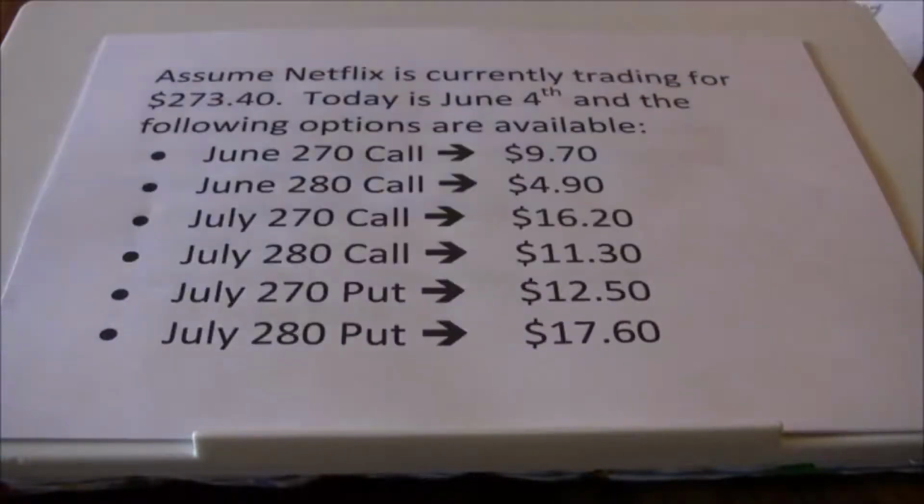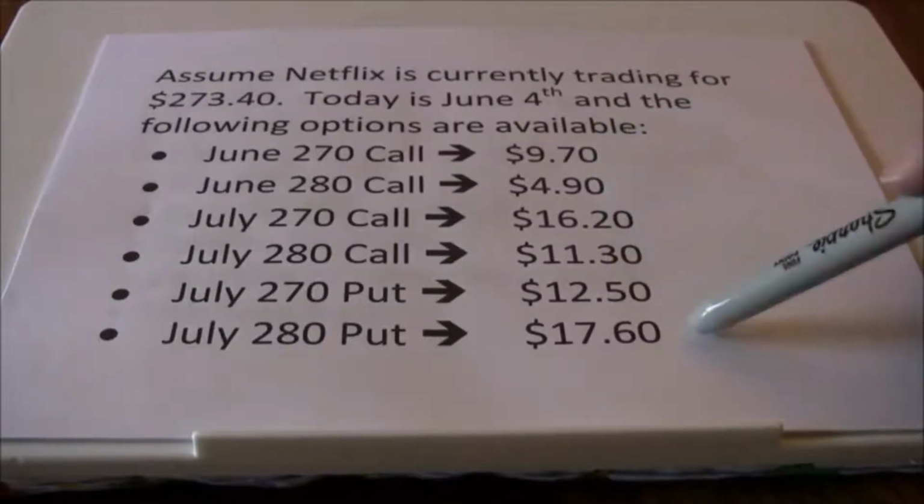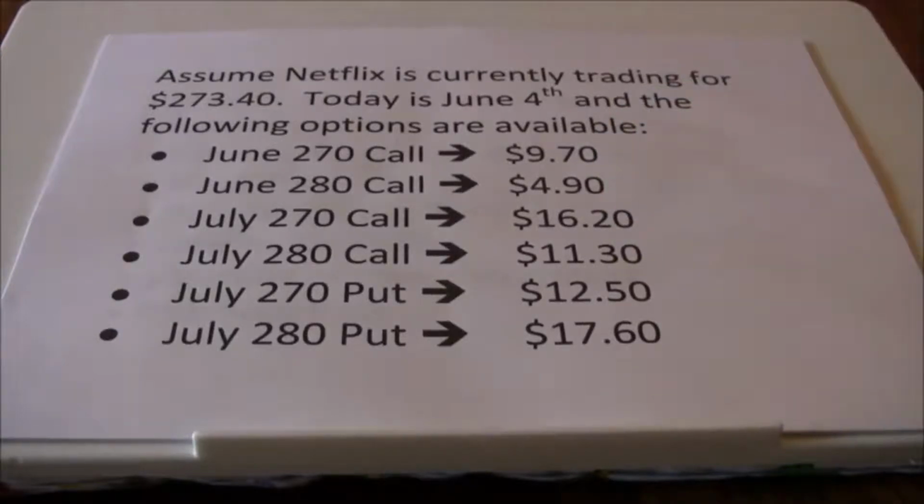Now, when I started this video, first thing I did in the setup was take a look at some current option prices. And this video was made around early June 2011. I went and looked June 4th at Netflix. Netflix was currently trading for $273.40.